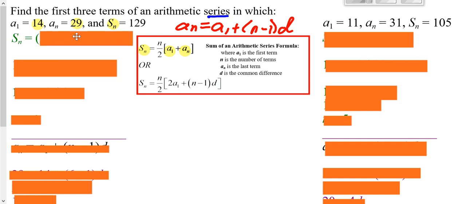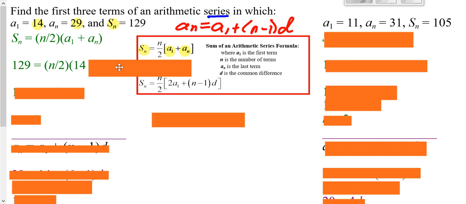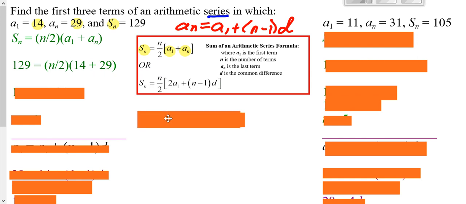So I'll plug in my sum, plug in n for n. My first term I said was 14. You can see that up there. And my last term's 29. Now all I have to do is solve that. I can add these two together, get 43. Then I could divide by 43, and then I'd have to multiply by 2 to get n by itself. And I get n to be 6.